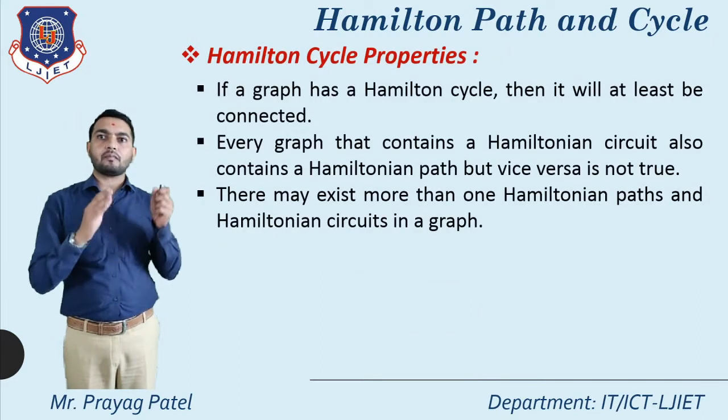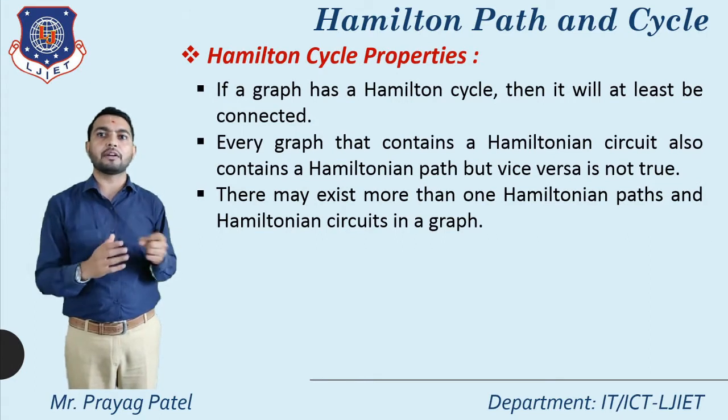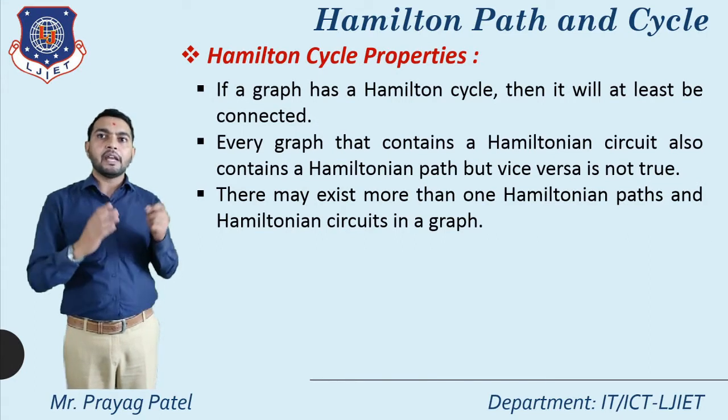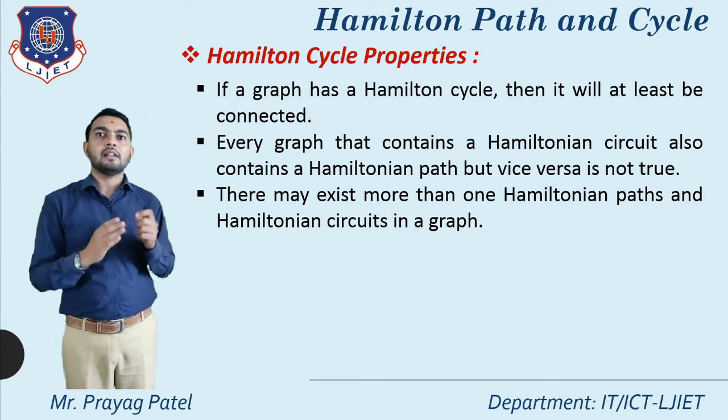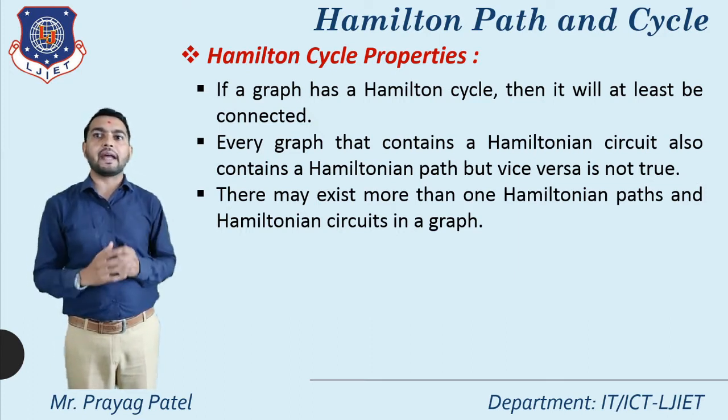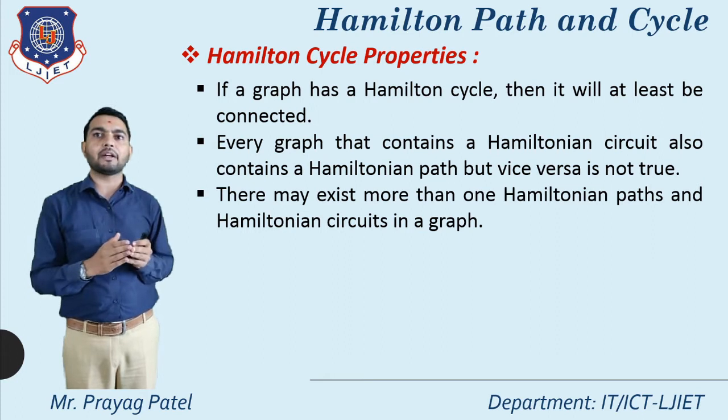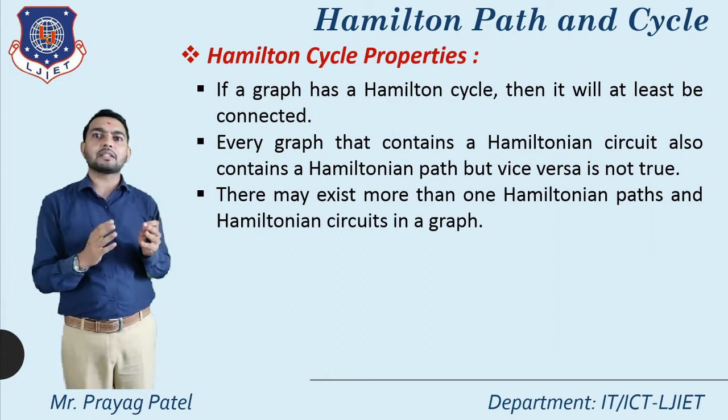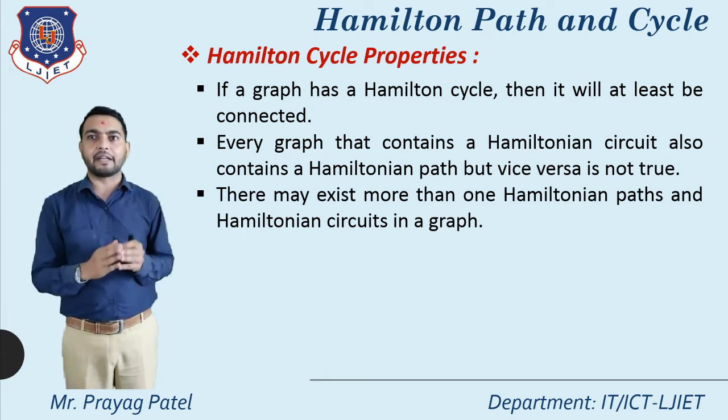Now next are some properties of the Hamilton cycle or Hamilton path. If a graph has a Hamilton cycle, then it will at least be connected. So for finding a Hamilton path or Hamilton cycle, we compulsorily need the graph to be a connected graph.